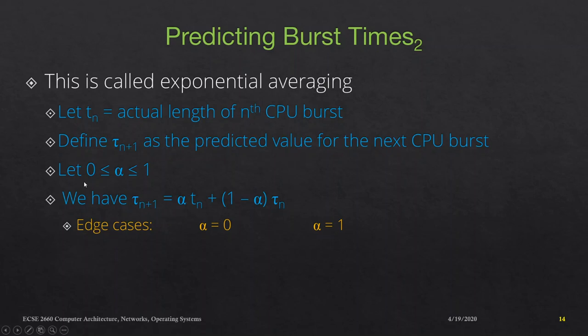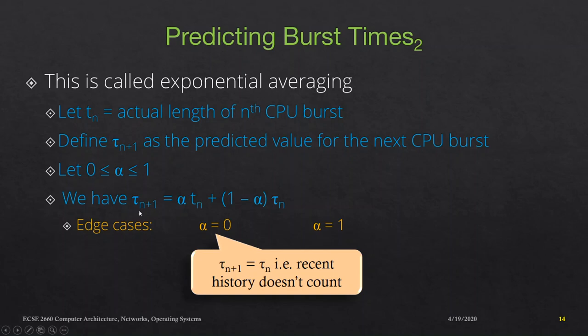And as we change the value of alpha between 0 and 1, there are going to be two edge cases or two extreme cases. When alpha is 0, this particular term will go to 0, which means that our prediction will entirely depend on the previous predicted value. So tau n plus 1 equals tau sub n. That means the recent history doesn't count. The recent history of the measured value doesn't count. We are solely basing this on predictions, which is not a good choice.